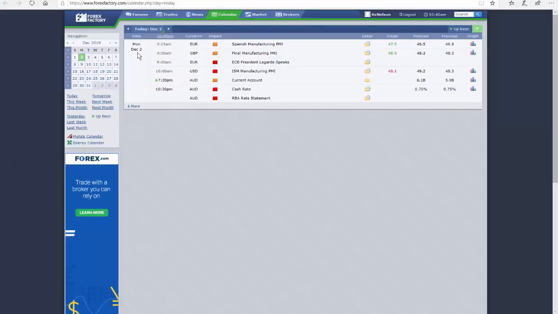Here's the news, Monday, December the 2nd. It was at 10 a.m. this morning. The US dollar, ISM manufacturing, was negative, red. So that means we're going to be selling the US dollar. Make sure you keep that in mind as we are looking at the charts.